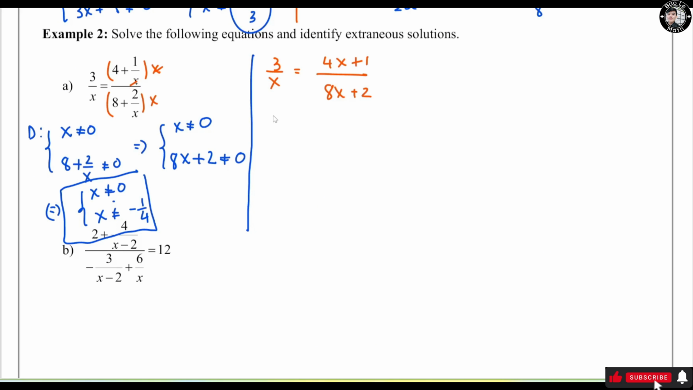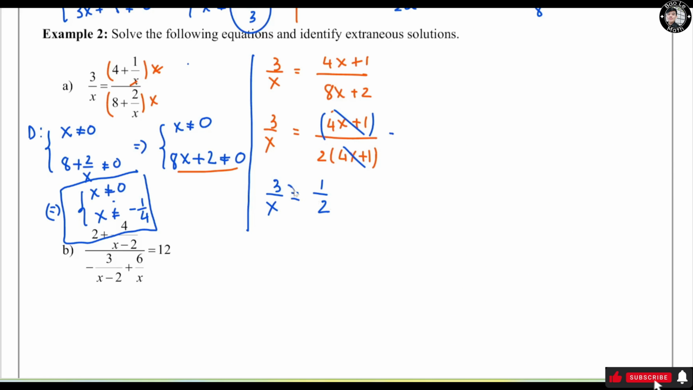Now, it's going to be 3 over s. This one right here can be written as 4s plus 1, and the bottom right here, you just factor 2 out, so it could be 4s plus 1, right? Now we look at the domain right here, s not equal to negative 1 over 4, and s not equal to 0. We can cancel out this guy and this guy. So we're going to end up with 3 over s equals 1 over 2, right?